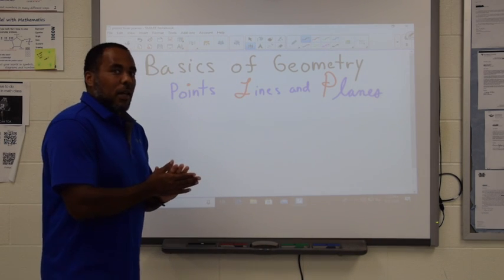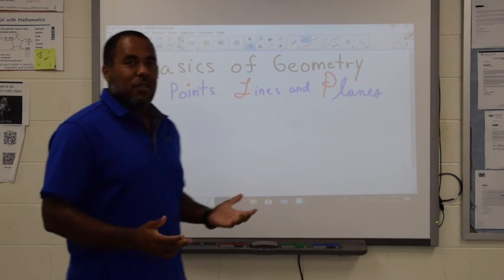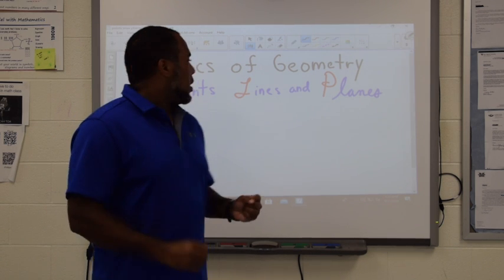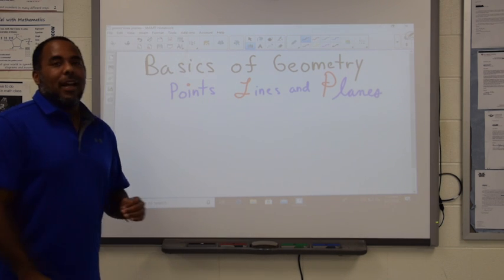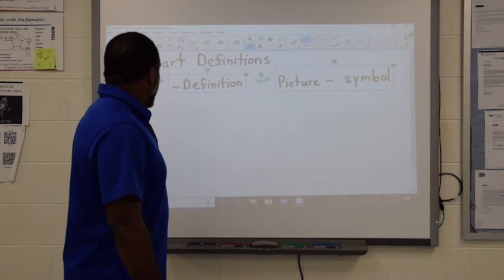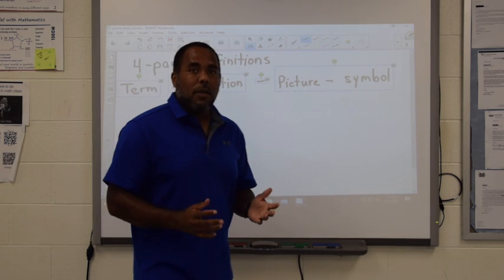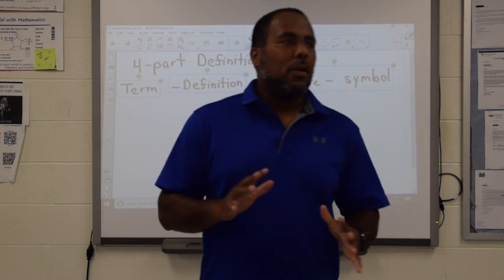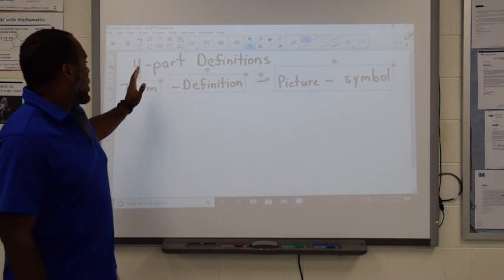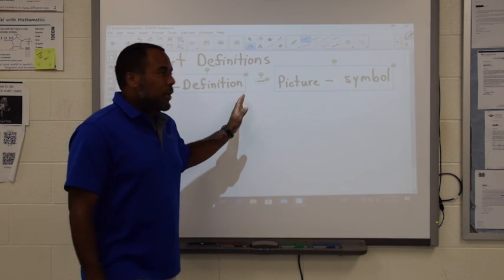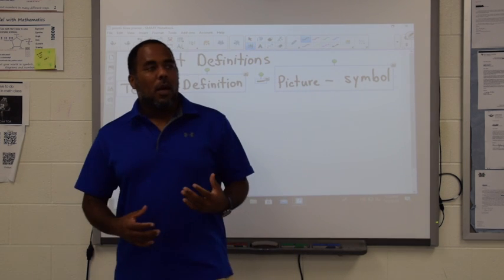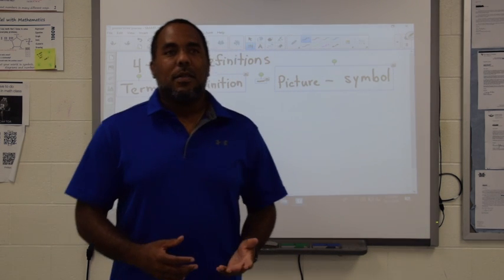Alright, so today we're going to look at the basics of geometry, pretty much the things that build geometry. We're going to be looking at points, lines, and planes. We're going to start off today with 4-part definitions: term, a definition, a picture, and a symbol. By symbol I mean, how do we write this?